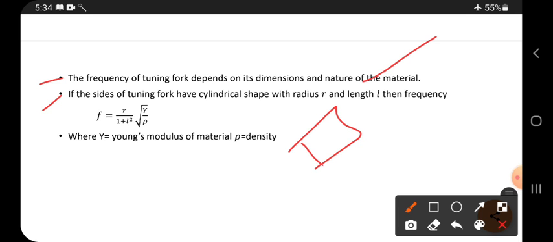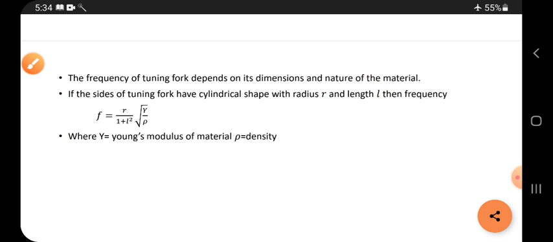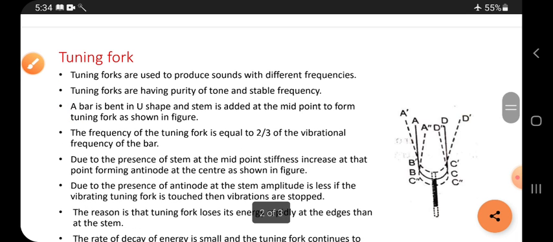If the sides of the tuning fork have a cylindrical shape with radius r and length L, then the frequency f is equal to r by L square times the square root of Y by rho. Here Y is Young's modulus of the material and rho is the density. Okay friends, so this is about the tuning fork. Don't forget.